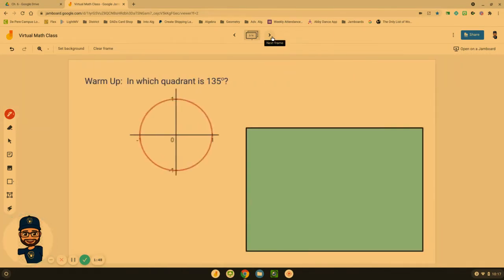All right, question number one. In which quadrant is 135 degrees? All right, first, quadrant 1, 2, 3, and 4 are the quadrants. 135, so that's a positive degree measure, meaning we need to go counterclockwise. If I go this way, I get to 90. If I go in here, I'm going to stop midway through because this is 180 over here. So it's got to be between 90 and 180, meaning it's in quadrant number 2.